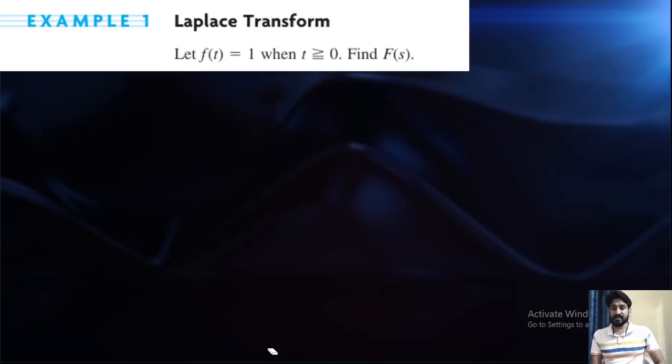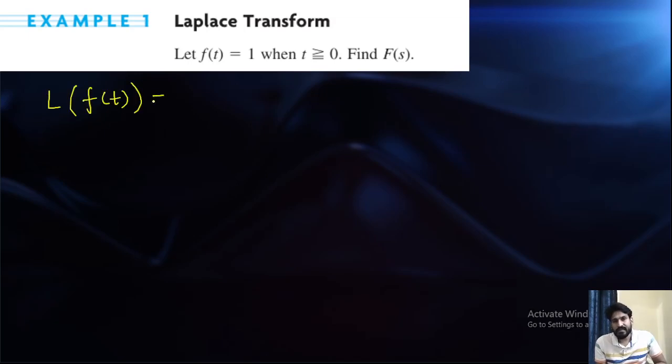This is my example number 1. Please try to calculate. Let's suppose my f of t is equal to 1, defined for t greater than or equal to 0. Find F of s. Meanwhile, let me know your answer if anybody has solved this question. It is very simple. If I want the Laplace of f of t, it is the integration from 0 to infinity of e raised to the power minus st multiplied by f of t. The value of f of t is 1, so it is 1 into dt.